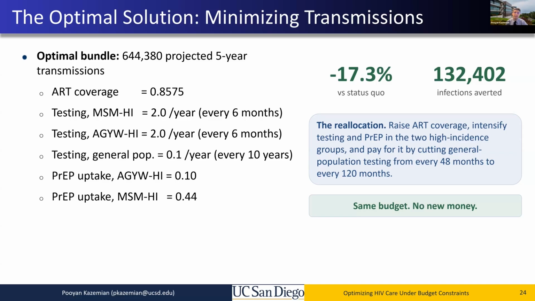What has happened here is we have raised ART coverage from 82% to 85%. We have done more frequent testing for the 2 high-risk groups, every 6 months. And we fund these two moves by cutting the general population testing to once every 10 years, essentially.